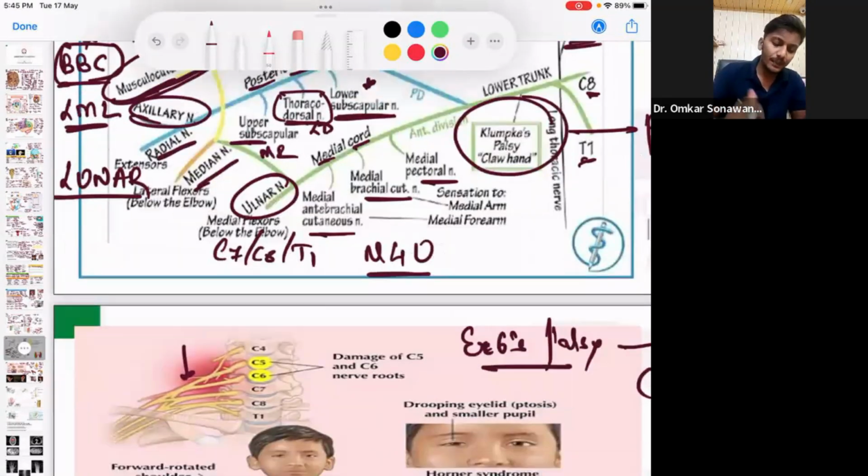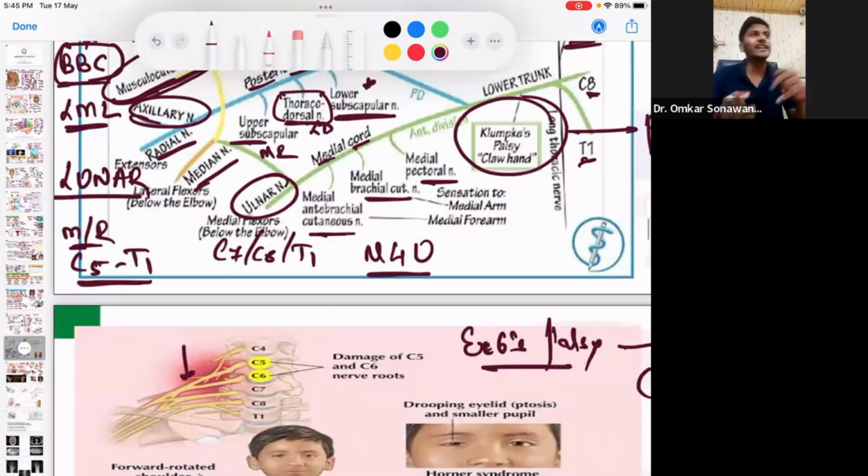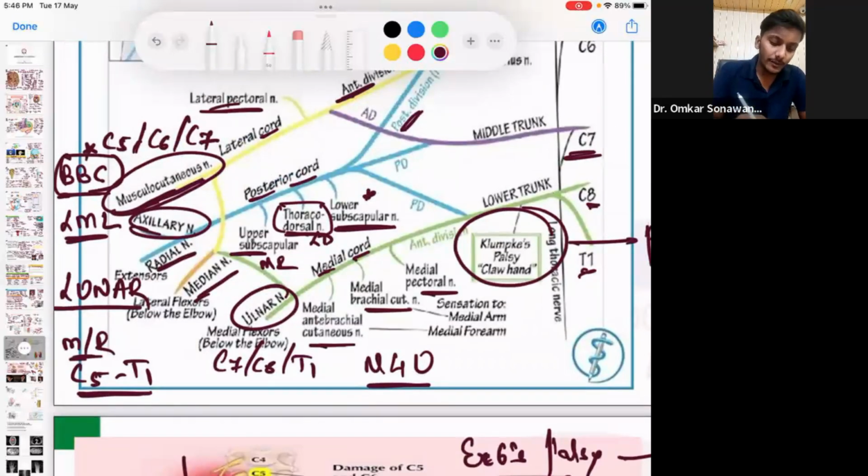The root value of both is the same. The root value of median nerve and the radial nerve is C5 till T1: C5, C6, C7, C8 and T1. The same as the brachial plexus, the whole of it, in median and the radial nerve. No issues with this. What is the root value of axillary nerve? This is important. They have asked it. C5, C6. Root value of axillary is C5, C6.